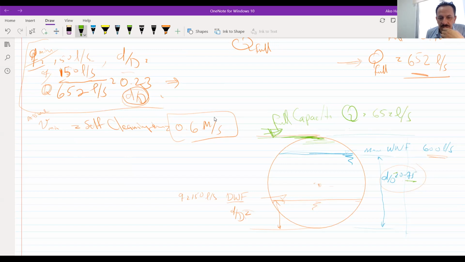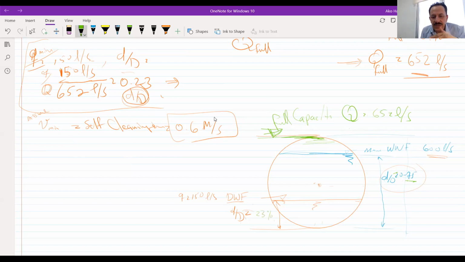Now go back to this one. Neglect this part, just take this value and this value. We have the full capacity of 652 and the flow here is 150. Now what will be the d over D? The d over D now will be 23%.